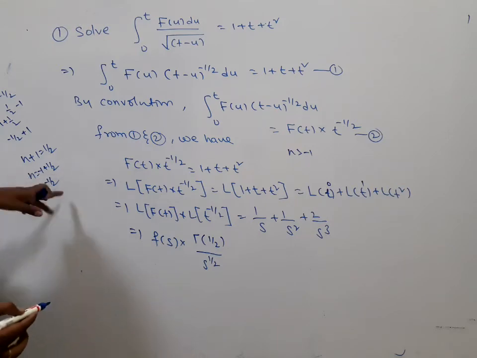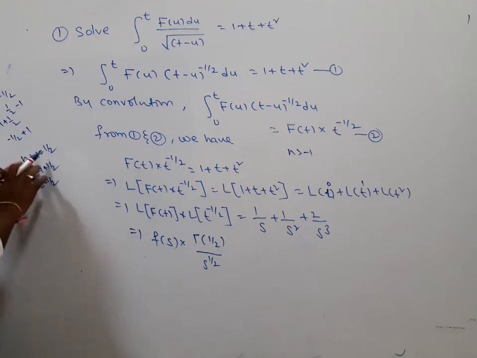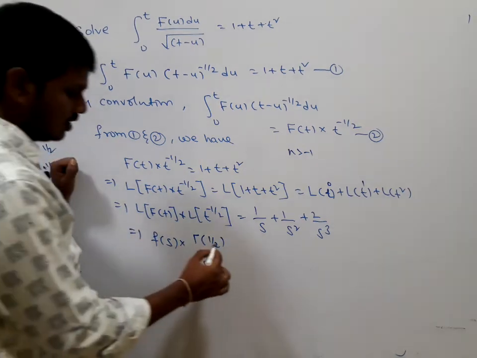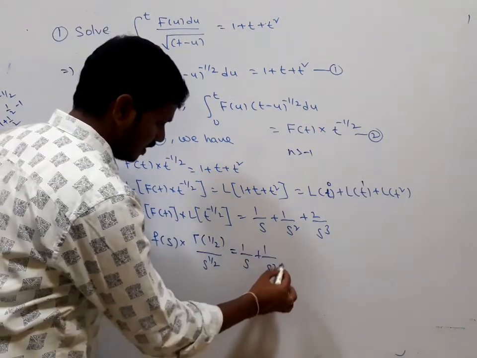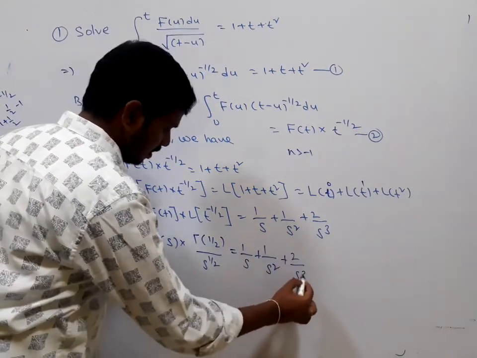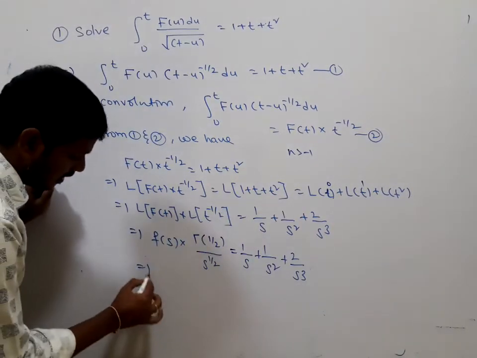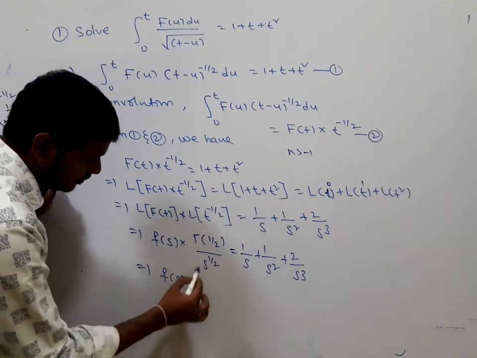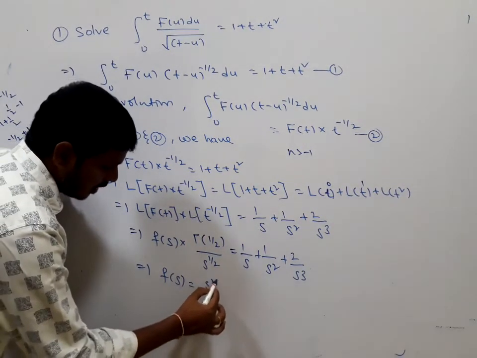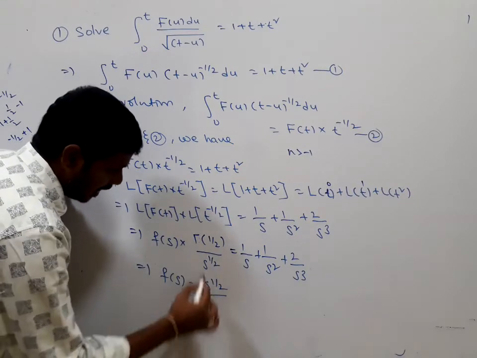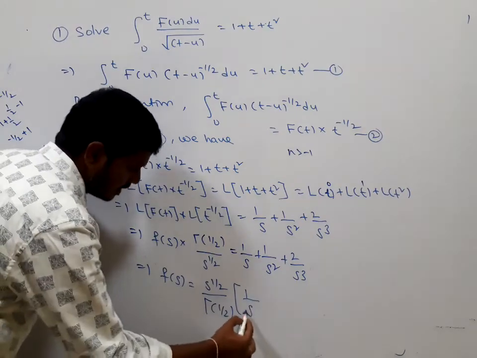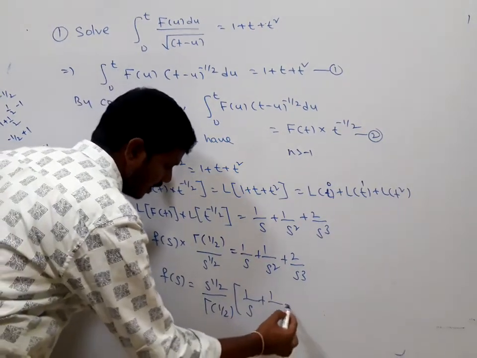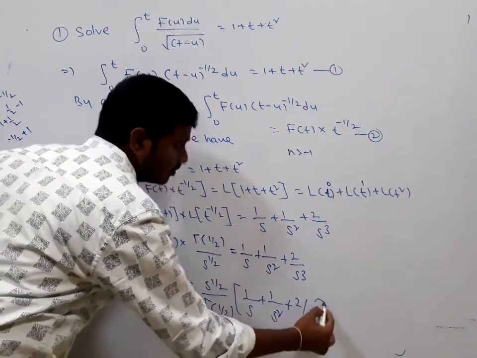Okay, gamma of n plus 1, where n plus 1 is equal to 1 by 2. We can write it this way, which is the same as 1 by s plus 1 by s square plus 2 by s cube. So you take out the terms to the right side. F of s is equal to s to the power of 1 by 2 divided by gamma of 1 by 2, times 1 by s plus 1 by s square plus 2 by s cube.